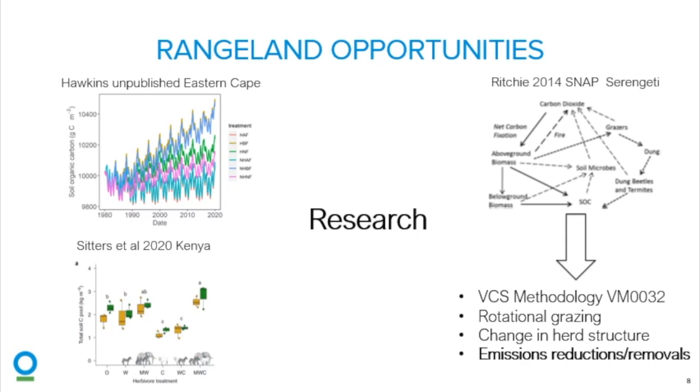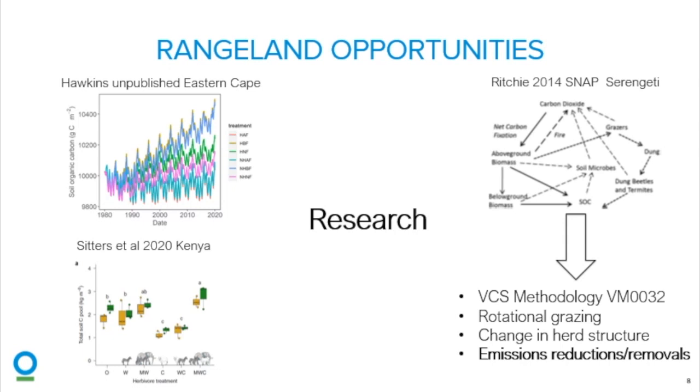Sitters et al. found in Kenya that changes in the herbivore species composition can increase or decrease soil organic carbon. Noticeably, the highest carbon density was found in a system with megaherbivores and livestock. Ritchie has recently developed a new VCS methodology based on his research in the Serengeti, where he developed the SNAP biogeochemical model.